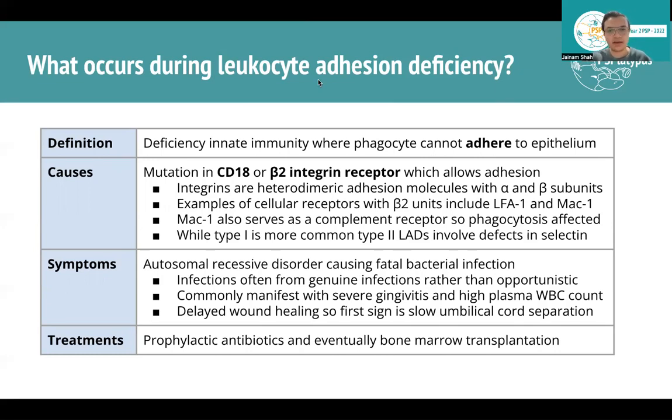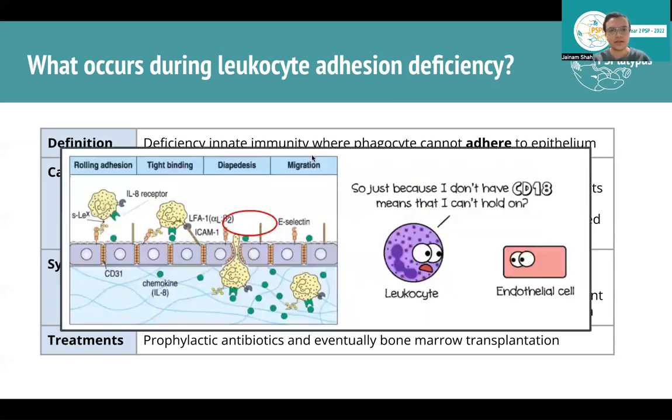So when a baby is born, they can get really slow umbilical cord separation because they're not able to really cut off the umbilical cord in an effective way like a normal baby can. Treatments include, of course, prophylactic antibiotics to avoid the infections, and then eventually, similar to chronic granulomatous disease, you need a complete overhaul, so a bone marrow transplant can be indicated. So here is, again, a diagram on the left-hand side, which shows where the problem is happening. Remember, I alluded to the fact that in semester 1, year 1, you would have gone through this whole process of rolling adhesion, going down into migration.